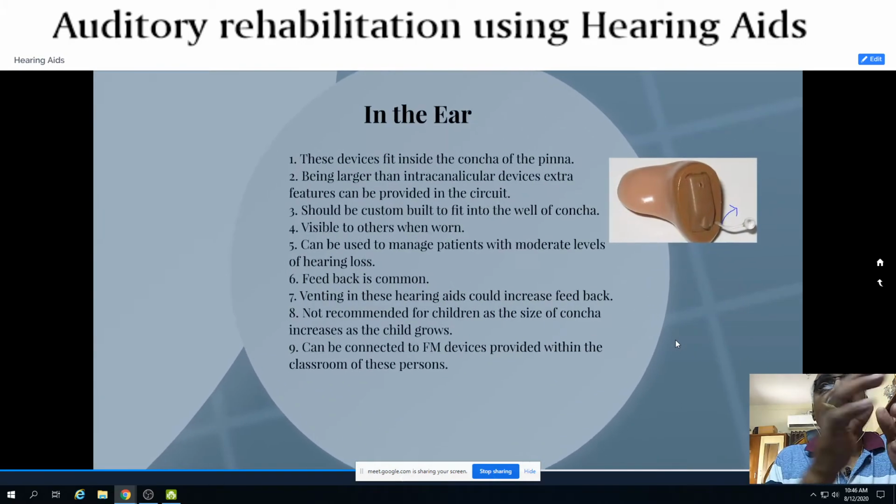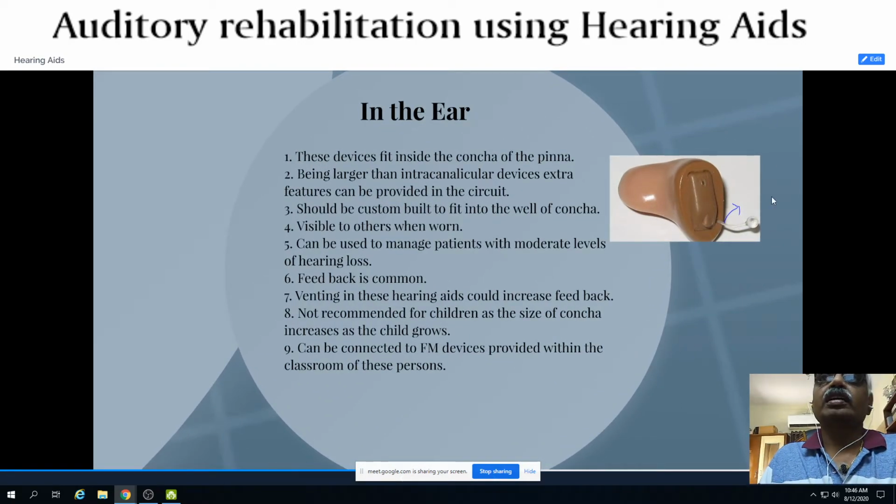Let us go to the in the ear model. As shown in the picture, this hearing aid can be pushed inside the ear, to partially enter the external auditory canal. These devices fit into the well of the concha of the pinna, and since they are slightly larger than the totally intracanalicular devices, the totally within the canal devices, they can carry a large sized battery. So if the power supply is more, you can add better features to this hearing aid.